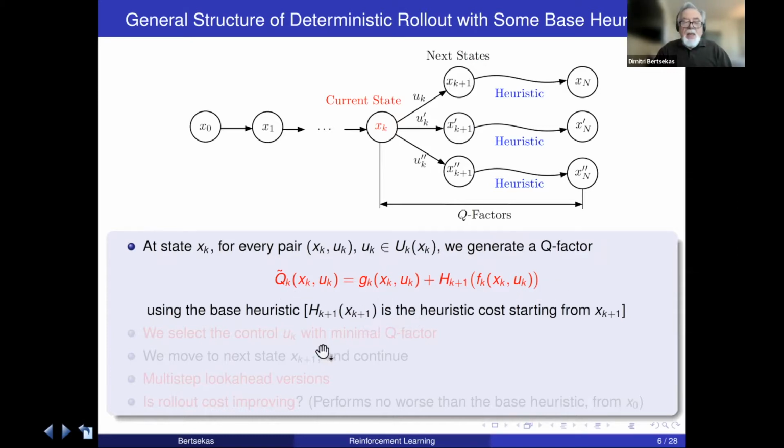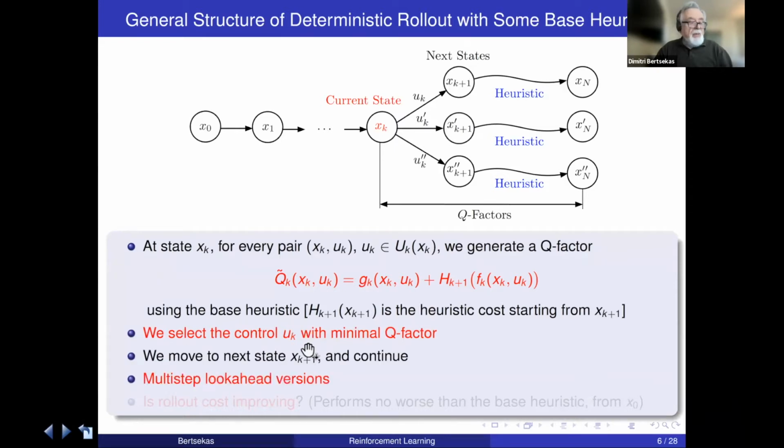And what we do in the rollout algorithm, we select the control that has minimal Q factor. We minimize over u by exhaustive comparison of all the controls. Then we move to the next state and do the same thing. Consider all controls, run the heuristic from the end of each one, and so on. There are also multi-step look-ahead versions of this, where we look multiple steps ahead.